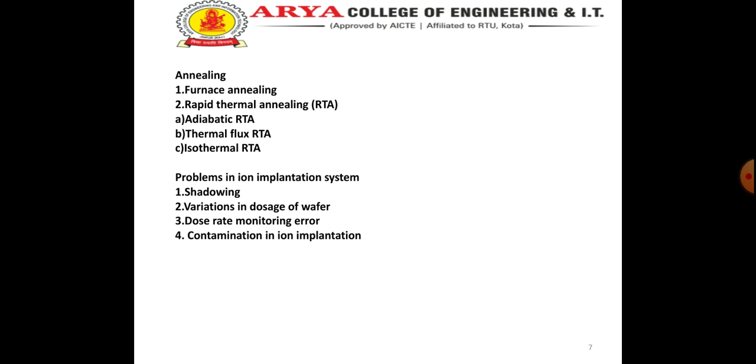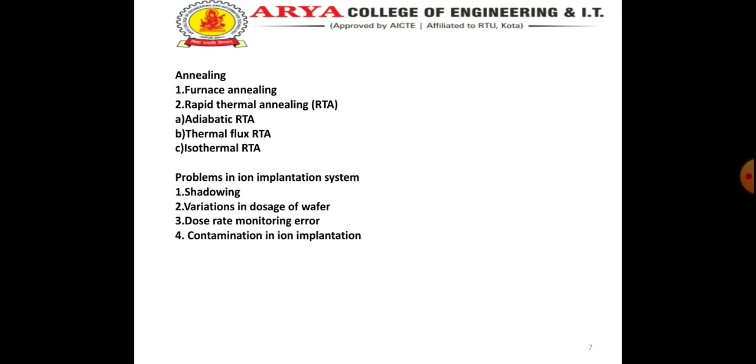RTA can be divided into three classes. Adiabatic RTA. In adiabatic RTA, the heating time is short so that only a thin surface film is affected. Thermal flux RTA. Thermal flux RTA occurs on the time scale between 10 raised to power minus 7 and 1 second, where heating from one side of wafer with laser, electron beam, or flash lamp gives a temperature gradient across the wafer thickness.